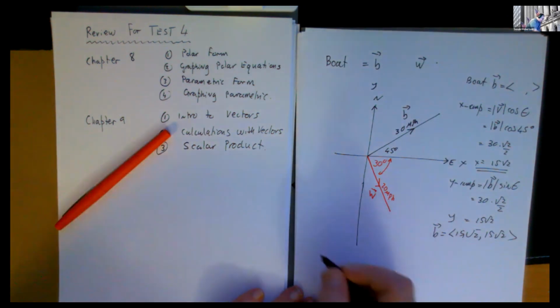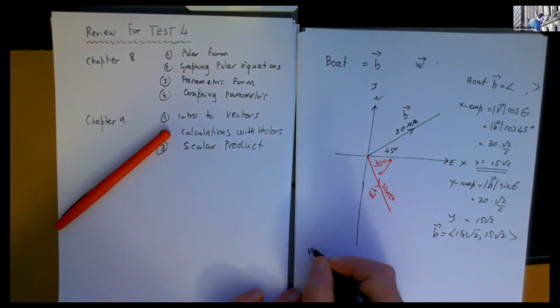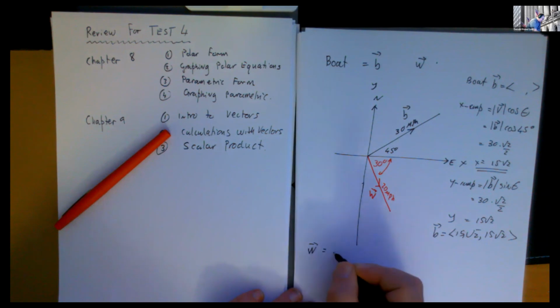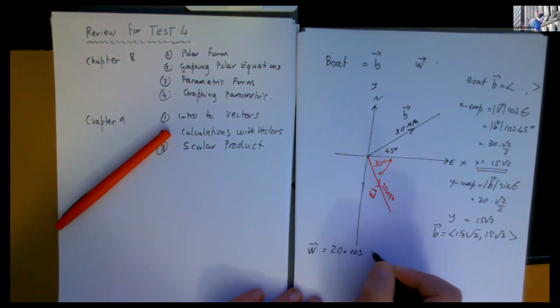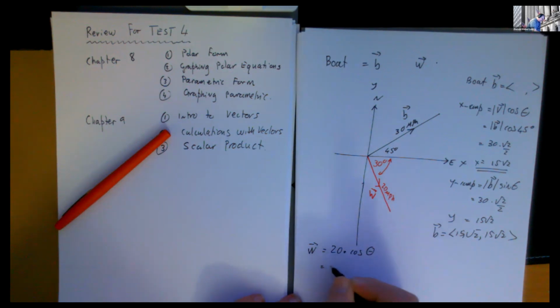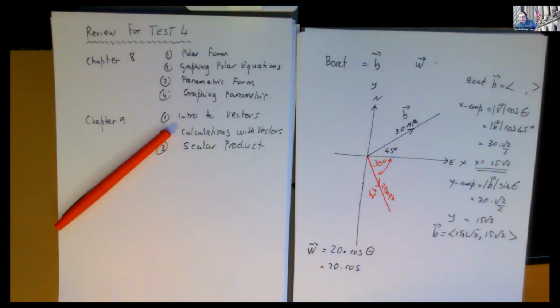Now let's look at the wind then. What have we got for the wind? Well, it's 20 miles an hour times the cosine of the angle. And the angle is not 30 degrees.